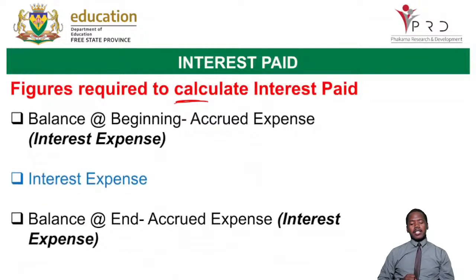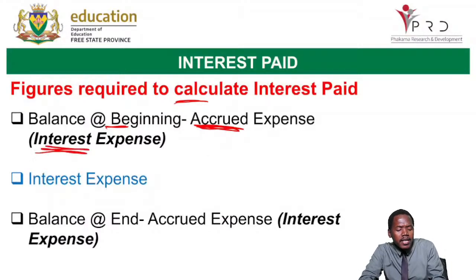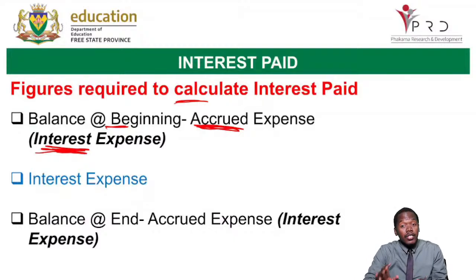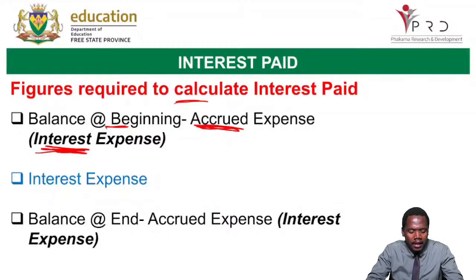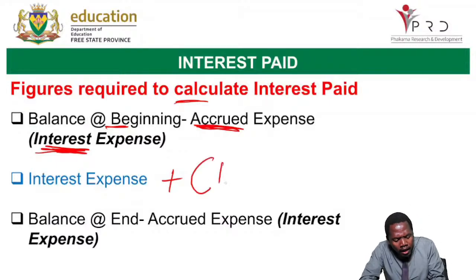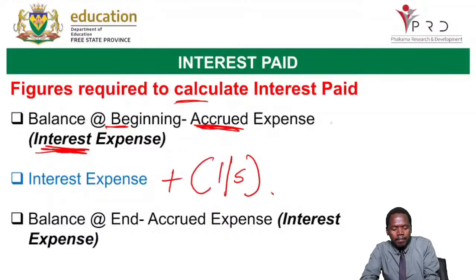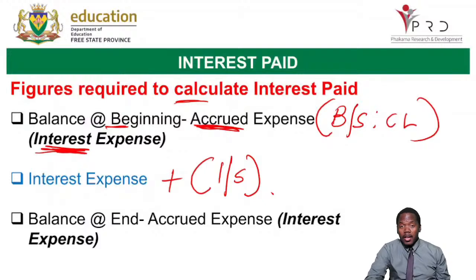For me to calculate interest paid, I would need to have a balance at the beginning for accrued expense, but this accrued expense must be written interest expense. If it's not written interest expense, then I don't consider it as interest paid. And then number 2, I would have to add it together with the interest expense. Where is this interest expense coming from? It comes from my income statement. This comes from my balance sheet current liabilities, which is the trade and other payables.